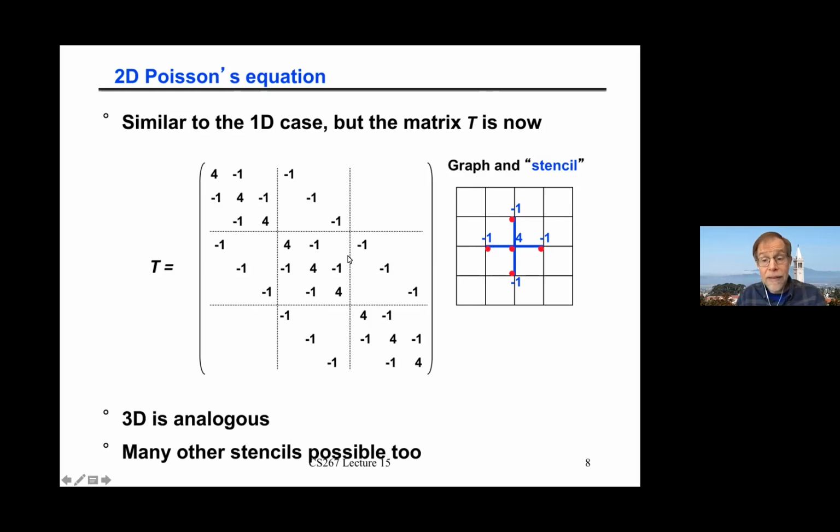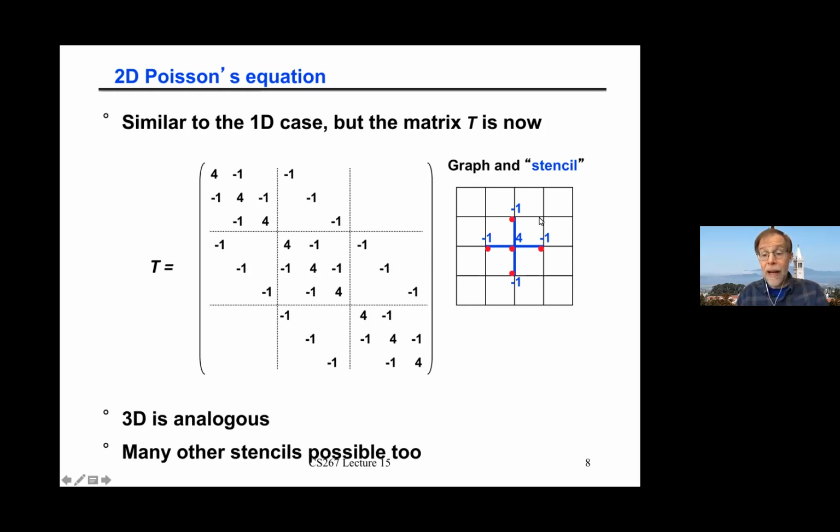And the stencil says at each point, you multiply 4 times your own value, and you subtract each of your nearest neighbors. The nearest neighbors to the left and the right correspond to these 2 minus 1s, since I'm going row-wise. And the one above and the one below are these farther away minus 1s. And if this were an n by n grid in the middle, these would be n away from the diagonal. And so 3D will be analogous. And of course, there are many, many other stencils possible too, where people want to do the operations that we're going to talk about parallelizing.